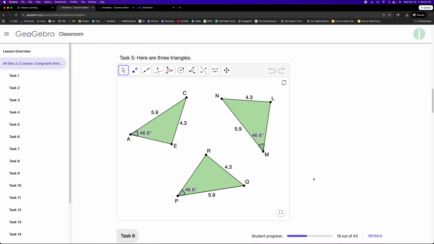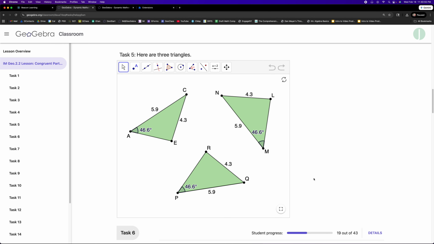Okay, here are 3 triangles. Alrighty. So let's see, what am I given here? What does this diagram tell me? Well, I've got 3 triangles. I'm seeing some measurements of angles here, 46.6, and this is 46.6 also, and so is this. Okay, great. And I've got some numbers on the outside of the triangle, which refer to how long the edges are. So from P to Q is 5.9. We don't know if that's inches or feet or miles. Maybe this is a map, who knows? And then over here we have 5.9, and we also have 4.3.